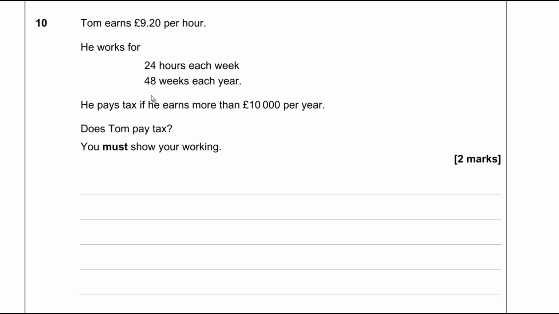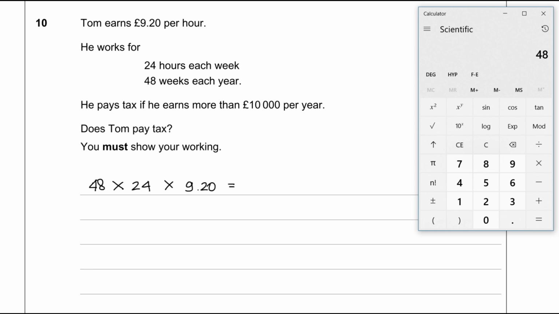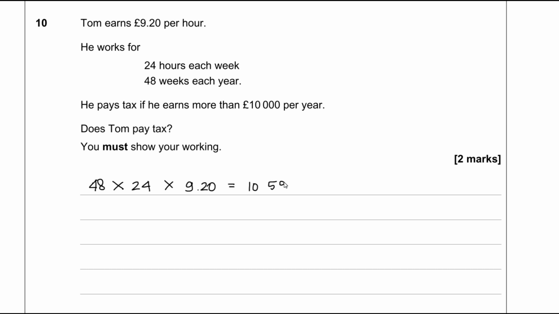So 48 weeks in a year, that is 48, and then times 24 hours in a week, times 24, and then the payment is 9.20 per hour, 9.20. Let's use our calculator. 48 times 24 times 9.20. So we have 10,598.4. So it's more than 10,000 per year. Then yes, he has to pay the tax.